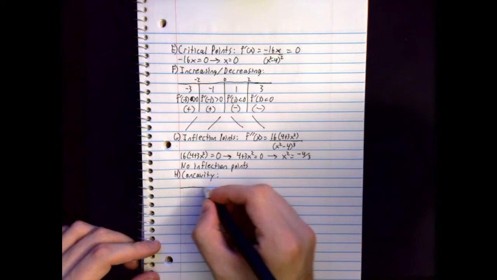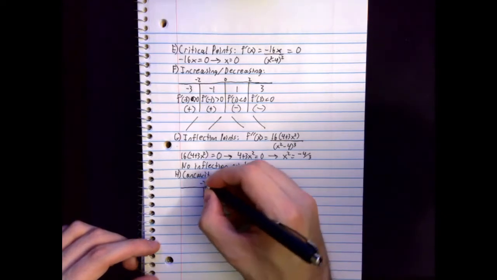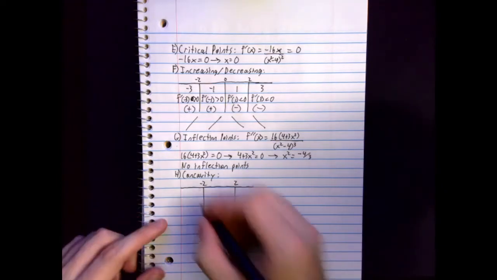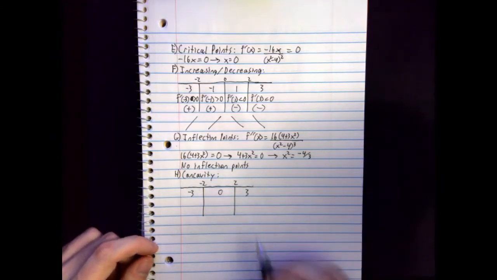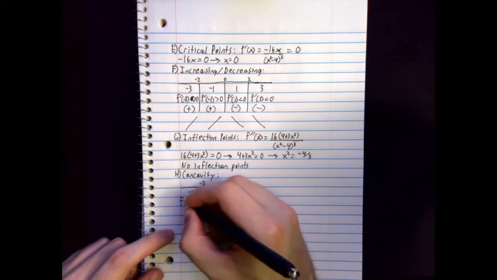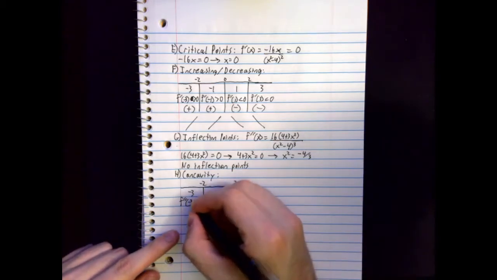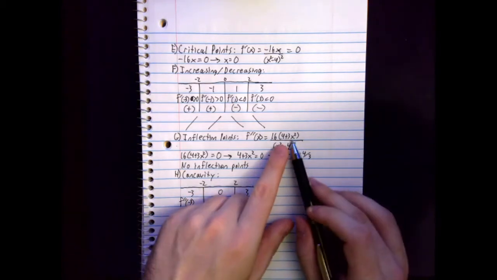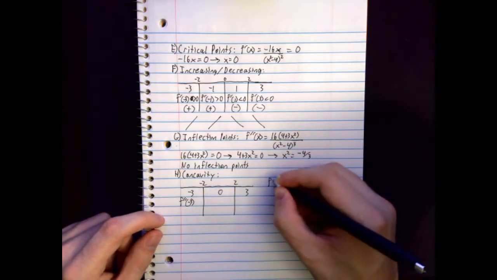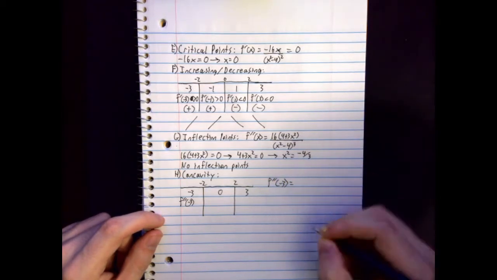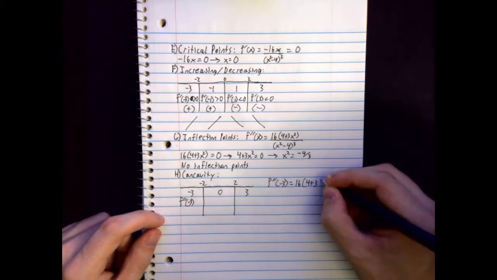So for concavity, again, we draw our little sign chart, -2 and +2, and we'll pick convenient values. This time we can use the value 0, just because it's nice and convenient. And we evaluate the second derivative at each of these points. So f double prime of -3. Well, let's go ahead and plug that in. I'll just do this off to the side here. If I was better prepared, I would have just computed this before, but we might as well do it here.